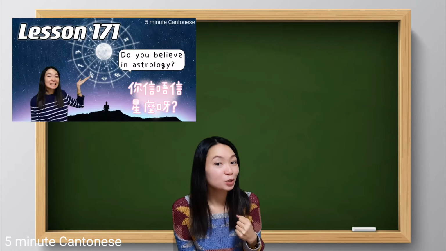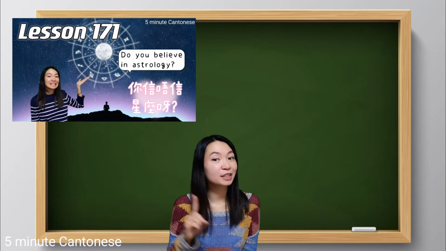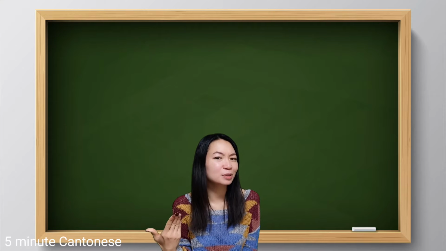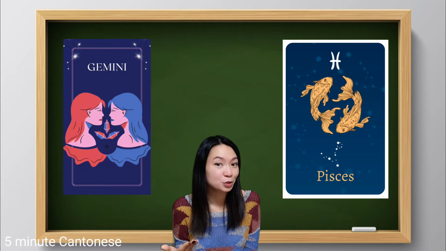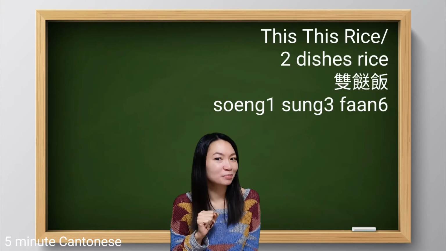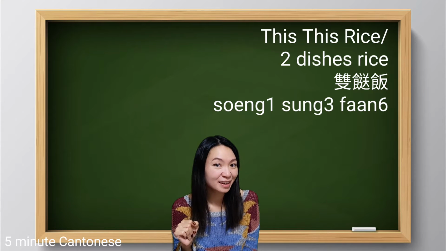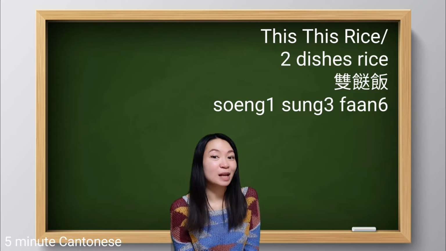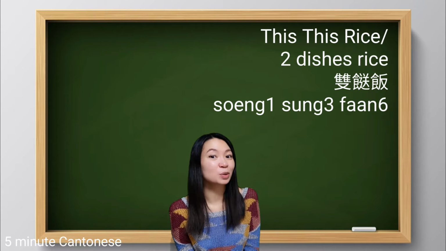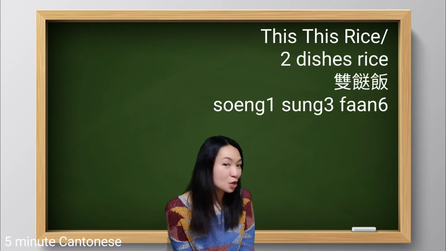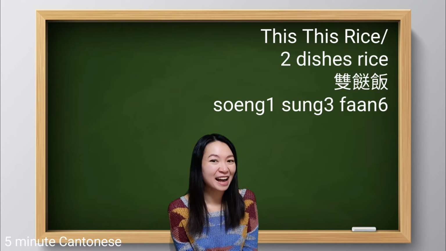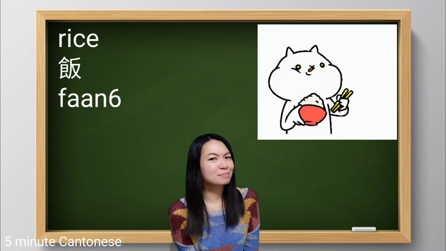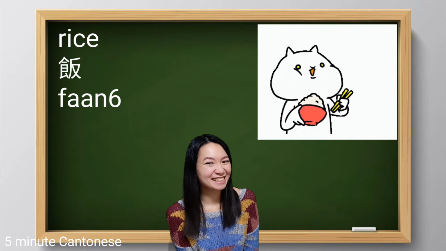Remember, if this is not the first time you see my channel, in our early lesson on horoscopes, we learned how to say Pisces, Gemini, double. Yes, 雙. Okay, so this is rice. Apart from 兩餸飯, we can also say 雙餸飯. 餸 means dishes. 飯, obviously, rice.